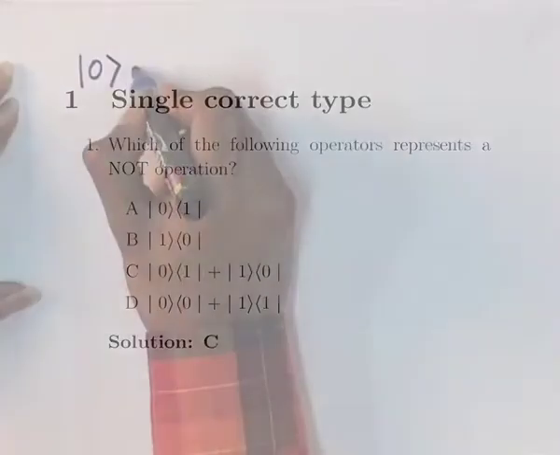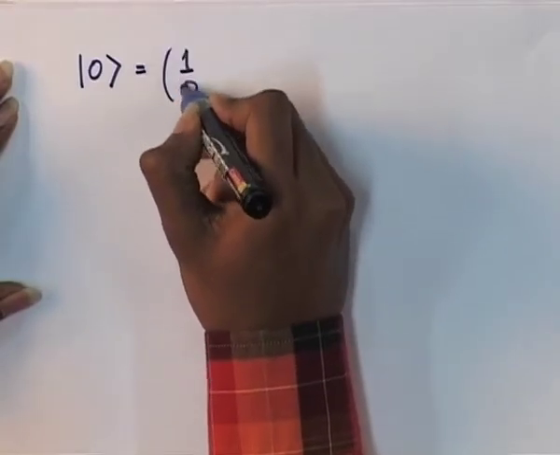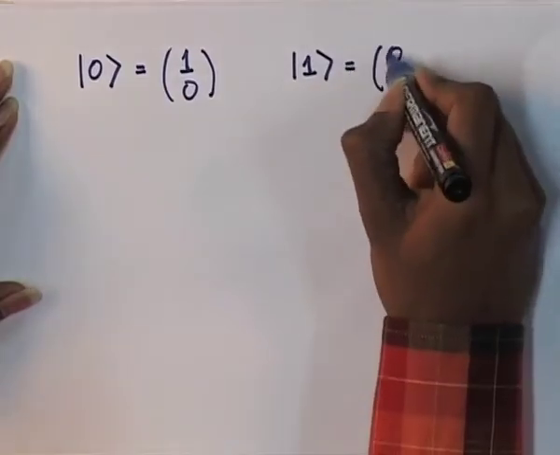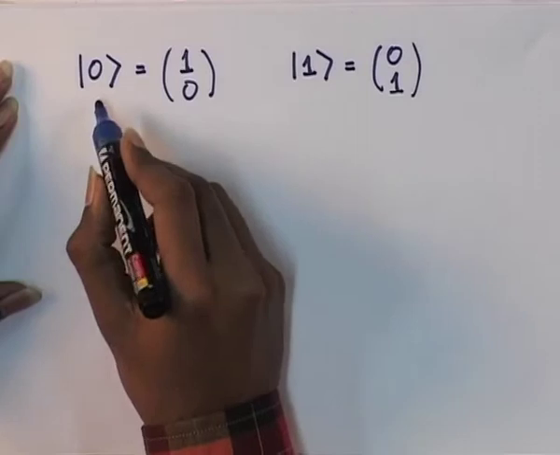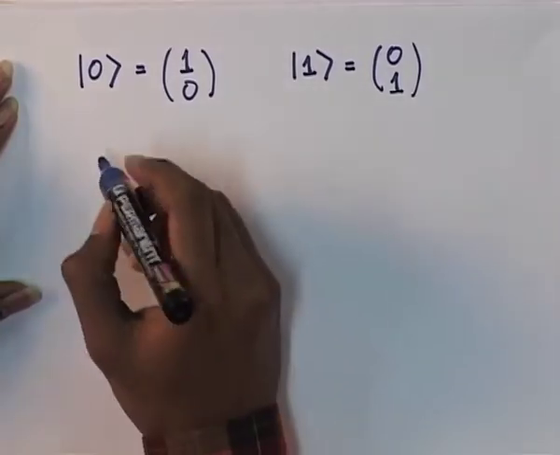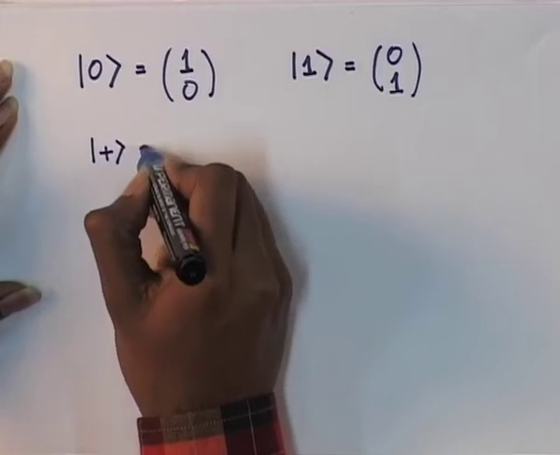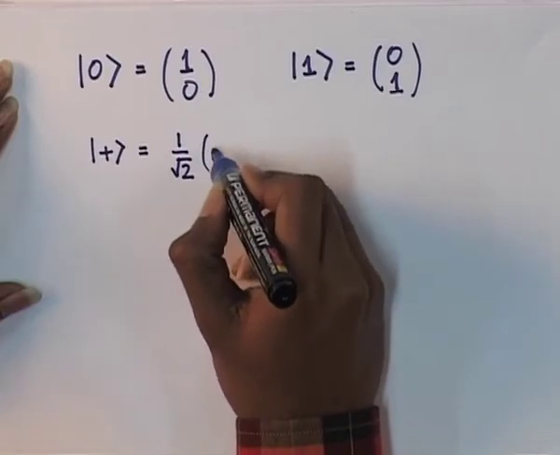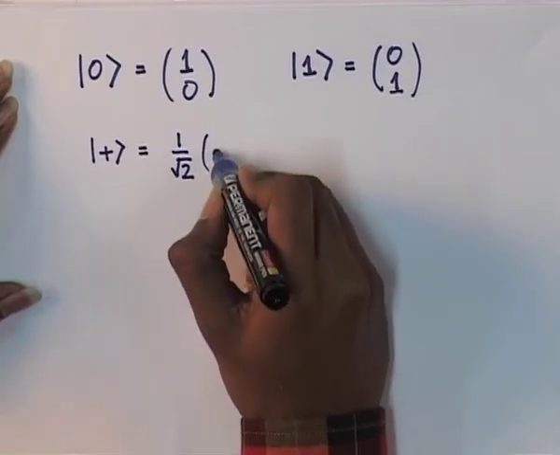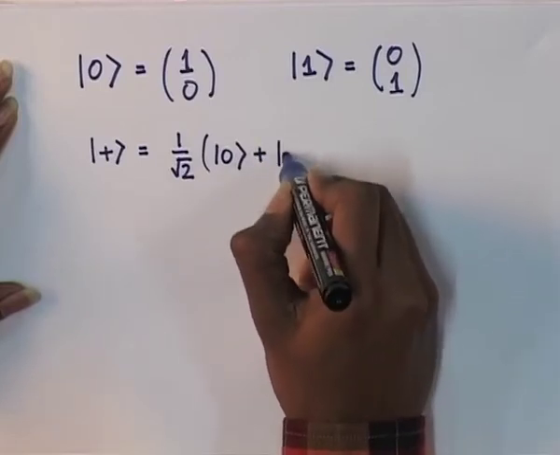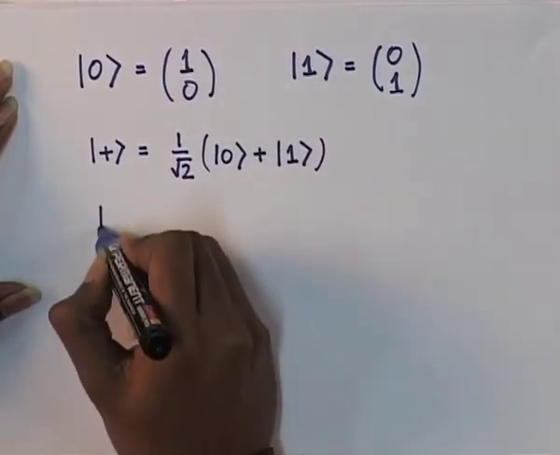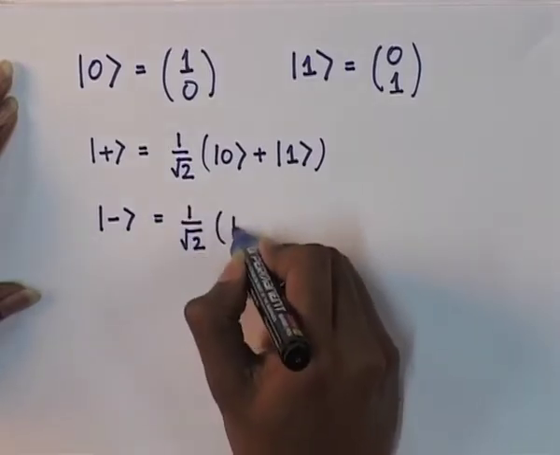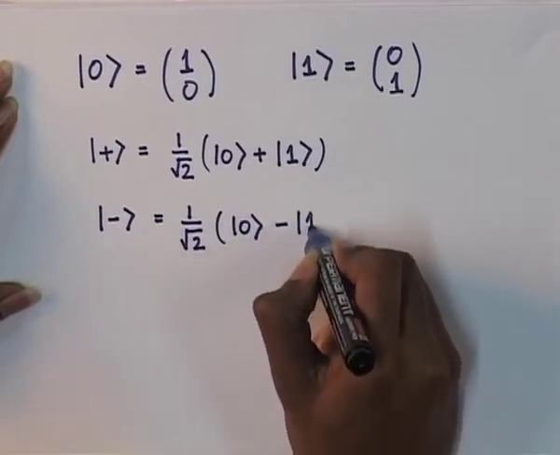Qubit 0 is (1, 0) and qubit 1 is (0, 1). These are the standard notations we use for qubit 0 and qubit 1, and there are other notations like these. Qubit plus is equal to 1 by square root 2 times (qubit 0 plus qubit 1), and qubit minus is 1 by square root 2 times (qubit 0 minus qubit 1).